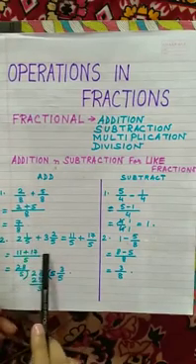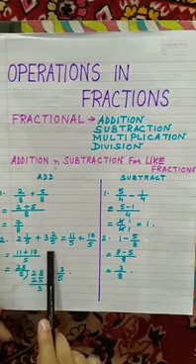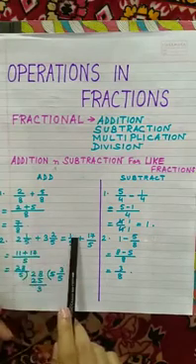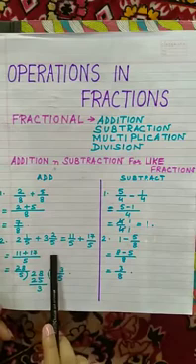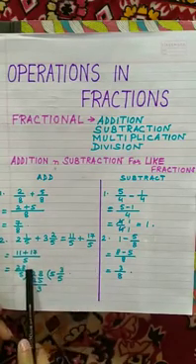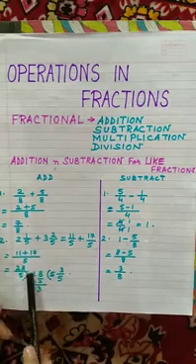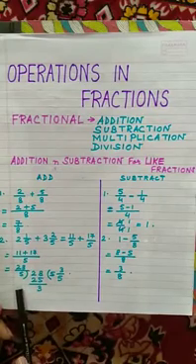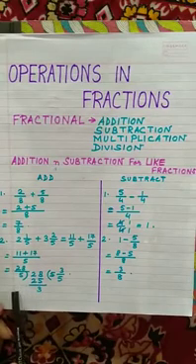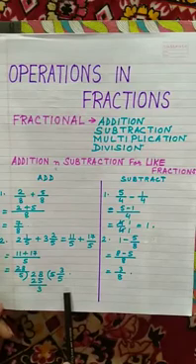In case you have mixed numbers to add, we first change the mixed numbers to improper fractions. So 2 5s are 10 plus 1, 11 by 5. 3 5s are 15 plus 2, 17 by 5. We take 5 as the common denominator and add the numerators 11 and 17. We get 28 by 5. Now 28 by 5 is an improper fraction and we cannot leave the answer as an improper fraction. So we have to change it to a mixed fraction.